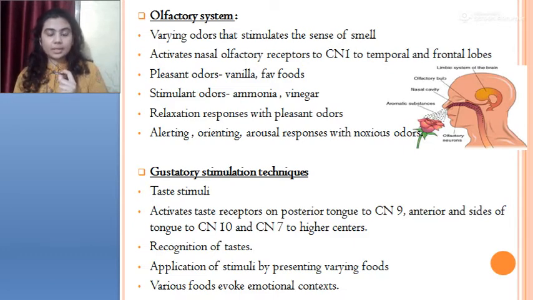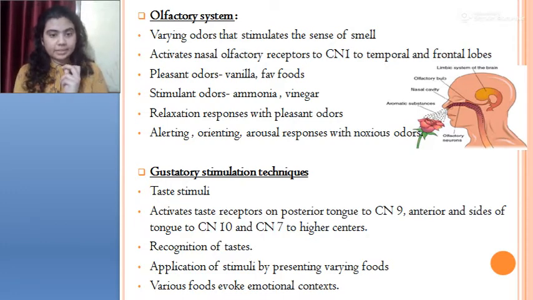Pleasant odors used as examples are vanilla and favorite foods. Stimulant odors are ammonia and vinegar. Relaxation responses with pleasant odors always have an important role when the patient is hyperactive. These techniques are also used in cases of traumatic brain injury, when we have to go for multimodal stimulation techniques. So, alerting, orienting, and arousal responses with noxious odors can be present.